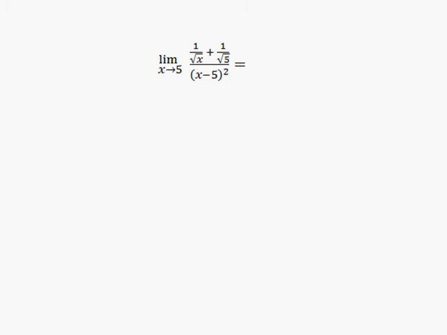This one is going to be a little bit tricky. And we're going to start it off the same way we always start off. We're going to plug in 5. And when we do that, we get 1 over root 5 plus 1 over root 5 over 0. Well, that's a number that's not 0. 1 over root 5 plus 1 over root 5 is not 0.